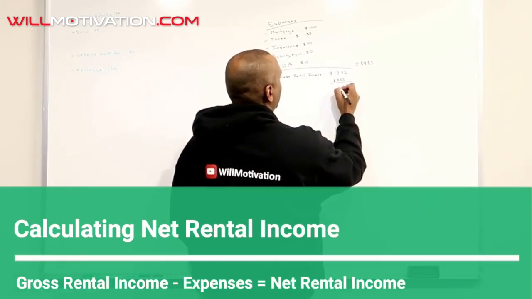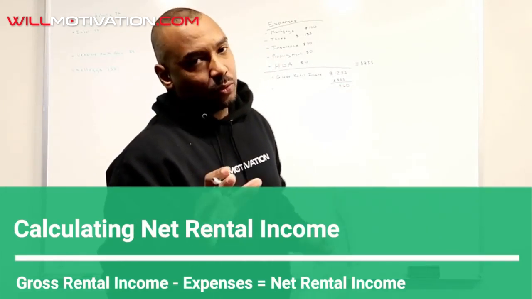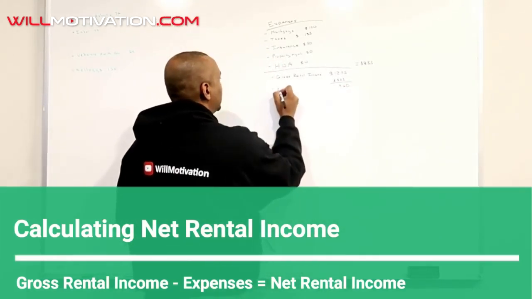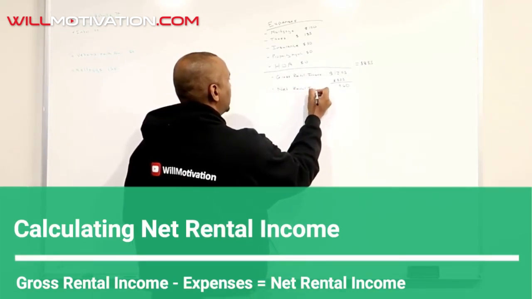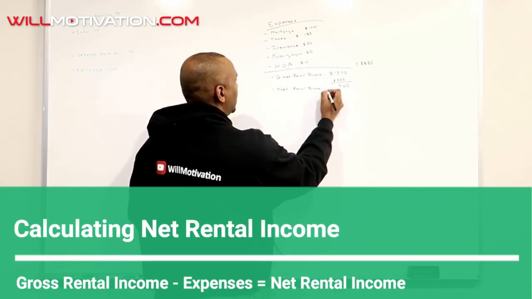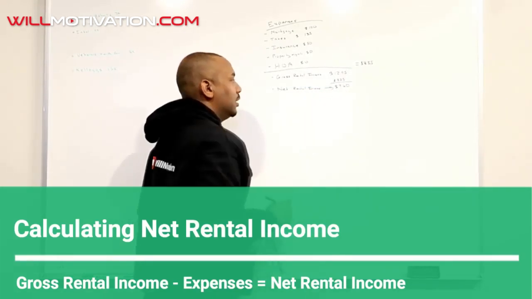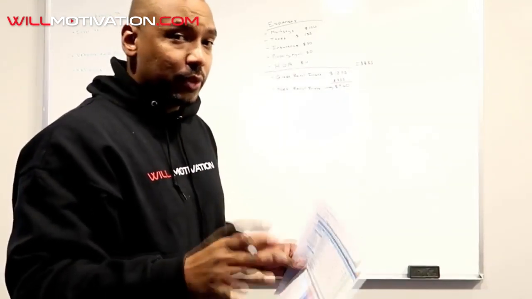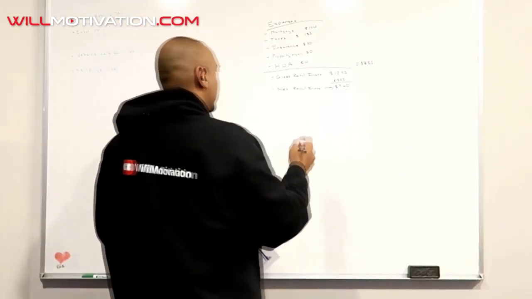12 minus 3 is 9. So my net rental income for this property is $960. So that's net rental income, and that is $960. All right.